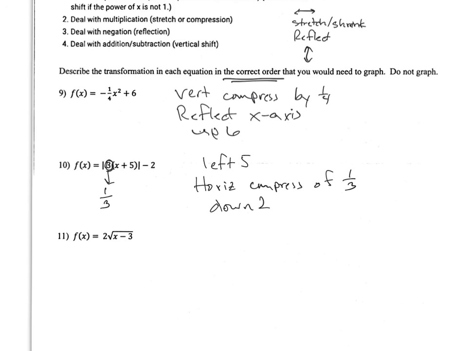So for the last one, we don't have parentheses, but the radical sign acts as the internal part of the function. So this is a left and right, so this is going to be right 3. And of course, then we have a number that we're multiplying by, so this is a vertical stretch of 2.